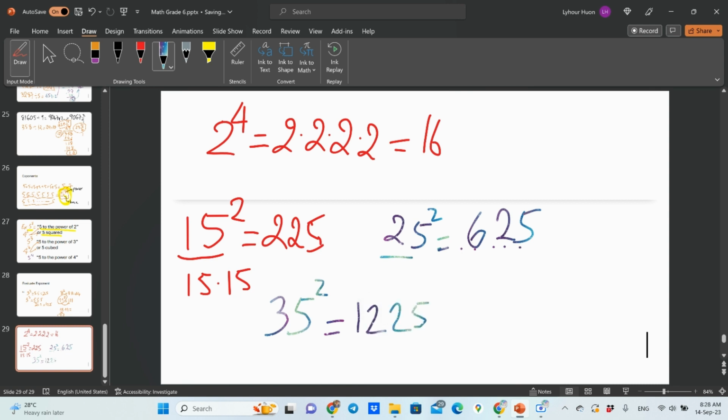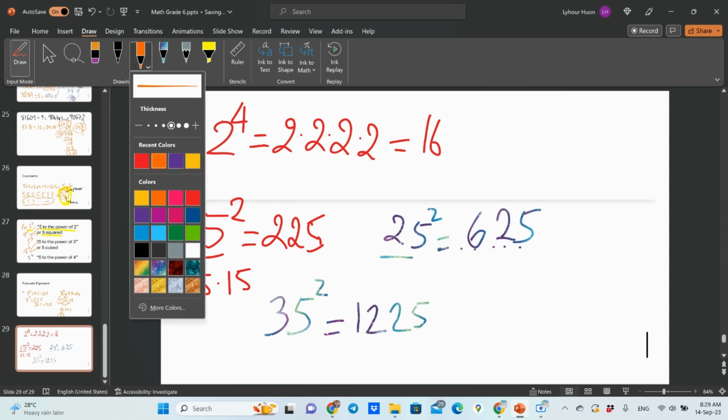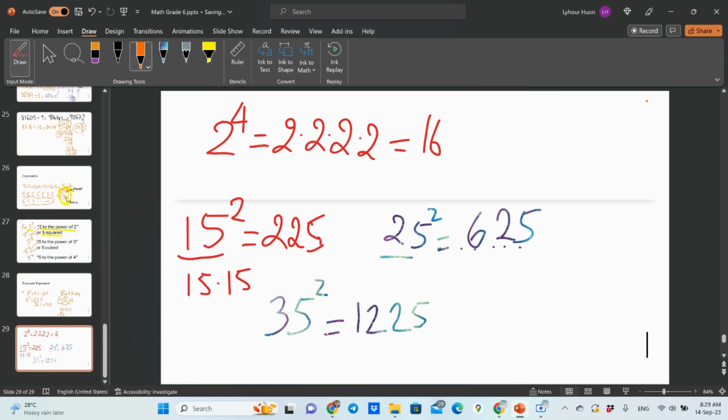This 35 square will be 1225. Did you already calculate that? Yeah, you can double check on that. But then I will tell you the trick. So you do the double check first, and then we can see if it's correct or not. All right, 1,225. What is your result?